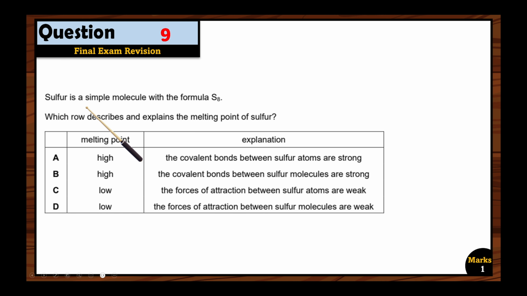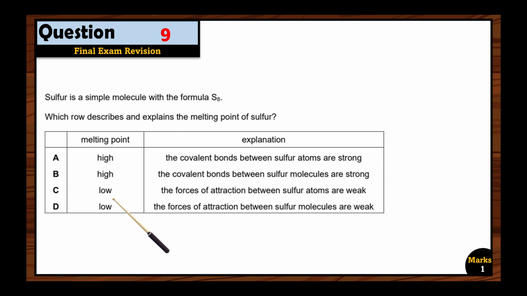Question number 9: sulfur is a simple molecule with the formula S8. So sulfur is a non-metal, right? And it is a simple covalent molecule. Which row describes and explains the melting point of sulfur? Simple covalent compounds, which are not giant structures, always have a low melting and boiling point. Remember that. So it's a simple molecule, which means it has a low melting point. C and D options are correct. Now we will see the reason behind it.